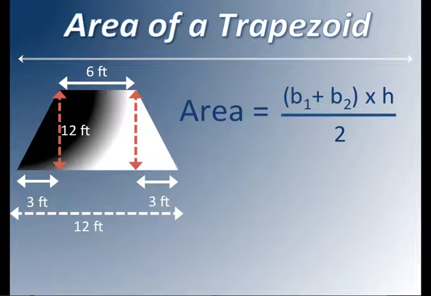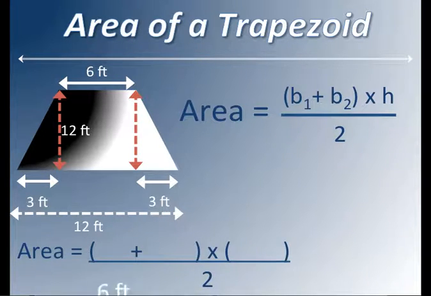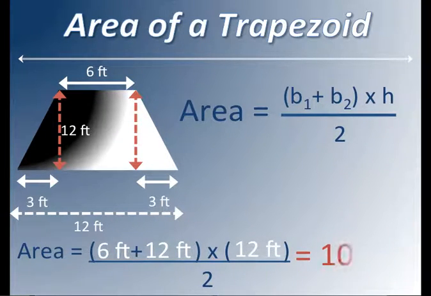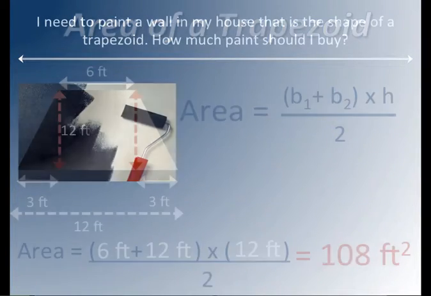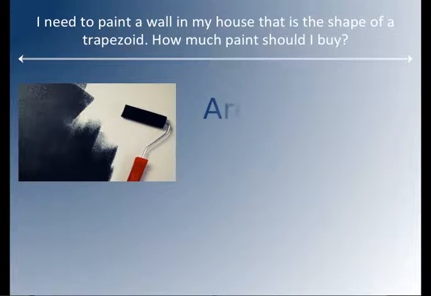Well, we know base 1 is 6. Base 2 is 12 feet if we copy that 6 down in the middle and add the 3 plus 6 plus 3. Let's plug in all of our numbers. And again, we get 108 feet squared. So that's nice that we have two different ways of finding the area of a trapezoid.